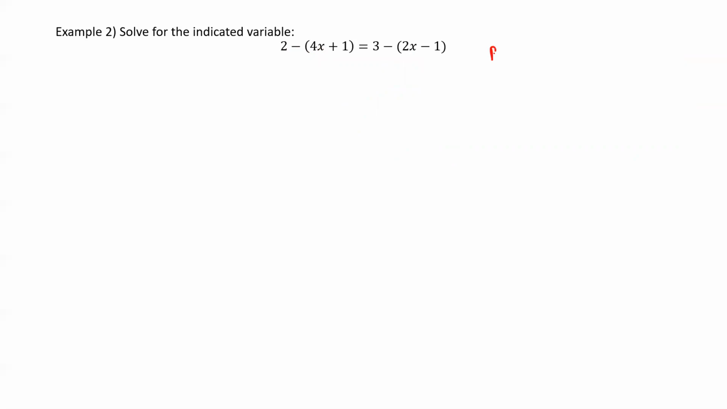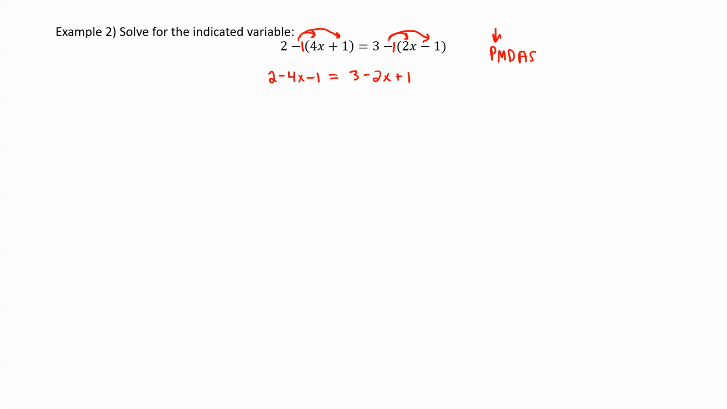So we're going to keep in mind PEMDAS, right? Order of operations. So parentheses would come first in this case. So let's simplify this a little bit. So we have 2 minus, we want to assume that's a -1, and then we can distribute that across the parentheses. So -1 times 4 is -4x. -1 times 1 is -1. And that's going to be equal to, again, assume that's like a -1. Distribute. You get 3 minus 2x, and then negative times a negative is positive, +1, right?